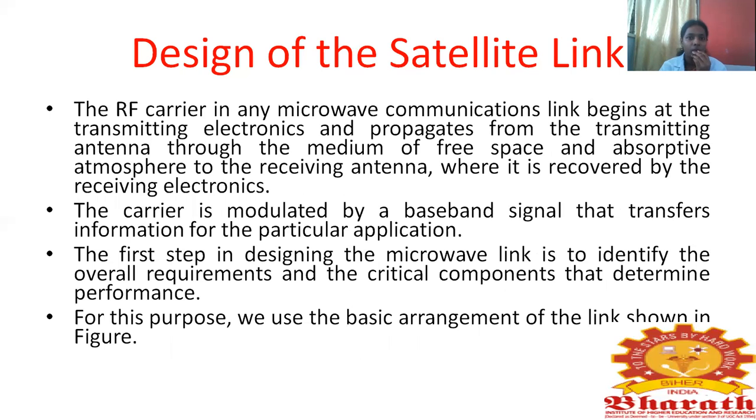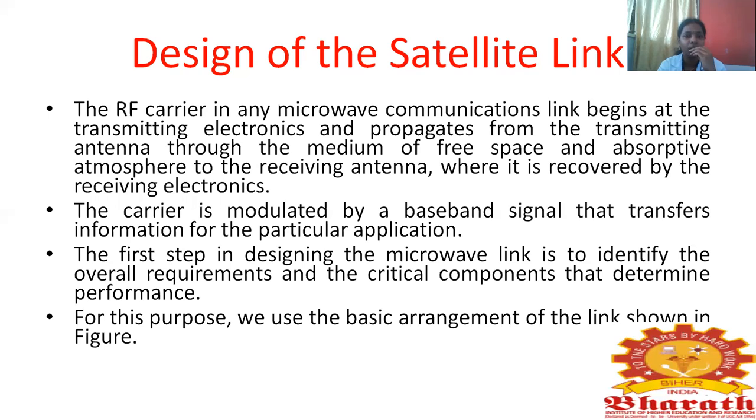And the RF carrier in microwave communication starts with the transmitting electronics. The transmitting electronics is nothing but the transmitting antenna that you're going to have. It propagates through a medium of free space, and then it is received by the receiving antenna, right? The transmitting antenna captures the microwave signals or the RF carrier wave signals and sends them to the receiving antenna.